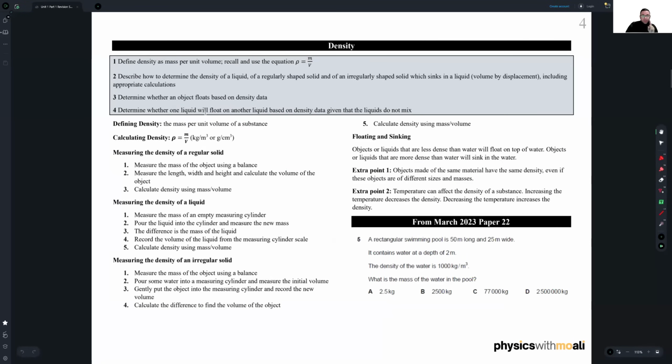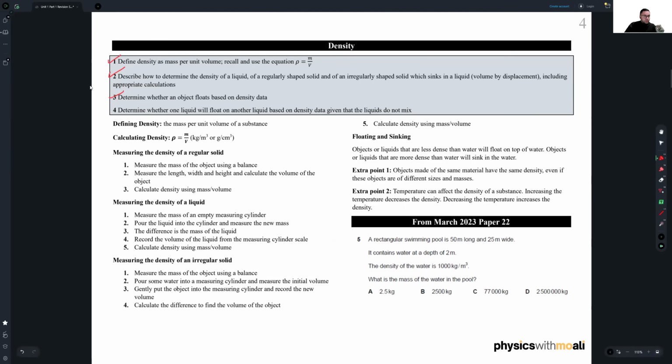However, this is something I want you to use like a checklist, meaning once you're done revising, you need to go back to the checklist and ask yourself, hey, do I understand that mass per unit volume is density and that's the equation? Yes, I do. Good. Do I know how to describe how to determine the density of a liquid or a regularly shaped solid or an irregularly shaped solid? Do I know how to make these descriptions? Not really. I don't know what you mean by regularly shaped. So you go back and revise it, and once you do, you check it, you understand. Determine whether an object floats based on density. Yeah, I know that, things that are less dense float, more dense sink, so good, and so on.